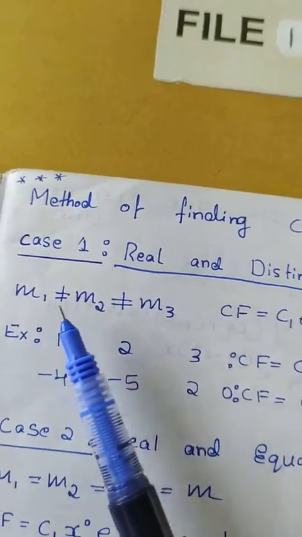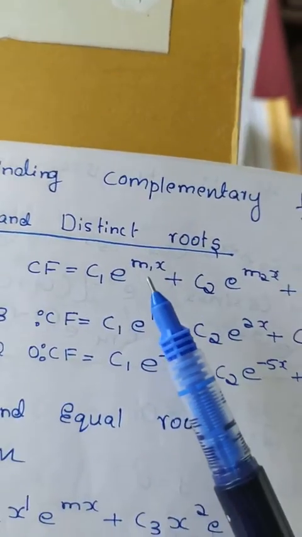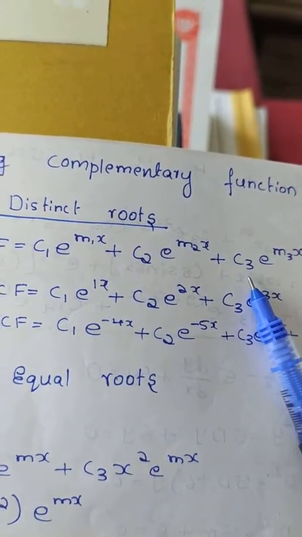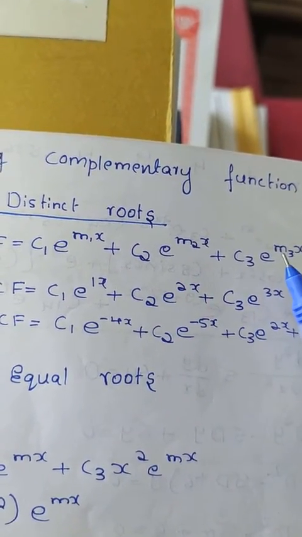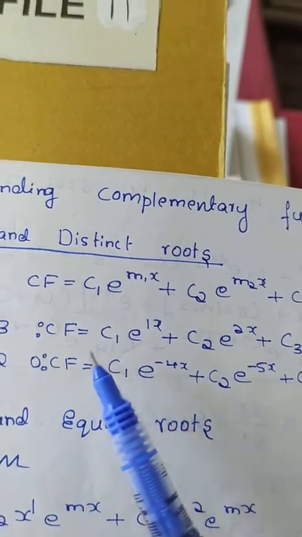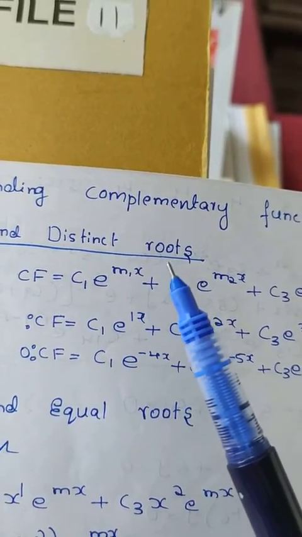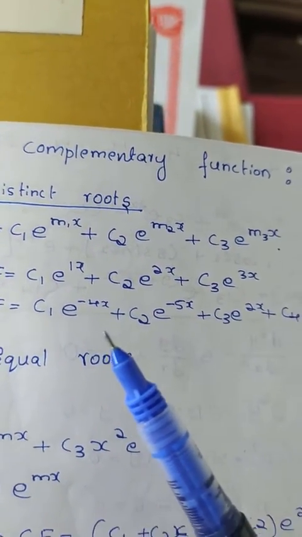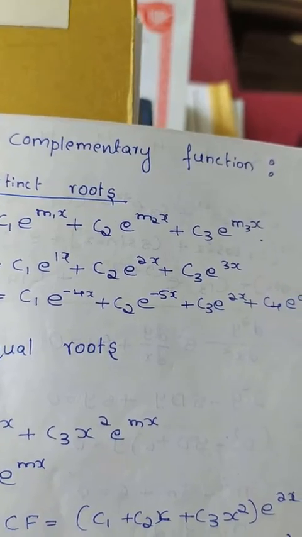How many roots are there? 3 roots. We have to take 3 arbitrary constants, C1, C2, C3. We have m1, m2, m3 as the 3 roots. C1 e power m1x is the first term. Second, plus C2 e power m2x plus C3 e power m3x.